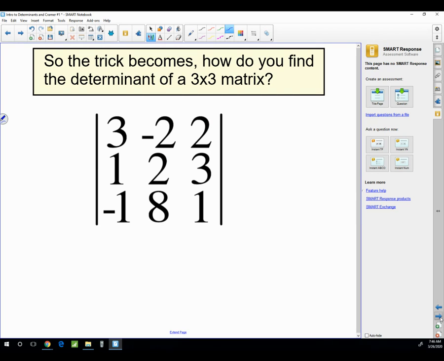All right, so the trick becomes, how do you find the determinant of a 3 by 3 matrix? There's actually 2 ways to do that. There's a cheap, unfulfilling way to do it, kind of like eating a Pop-Tart. And then there's the rich, fulfilling way to do it. And that's the way we're going to look at, the rich, fulfilling way, kind of like creme brulee.